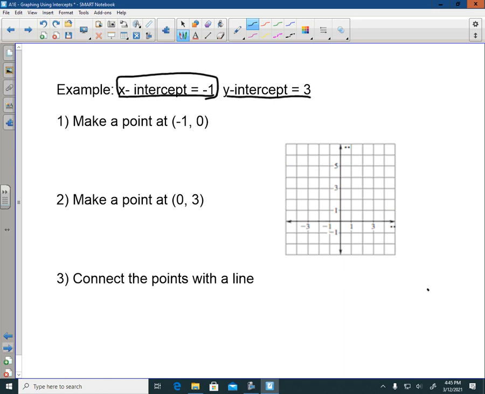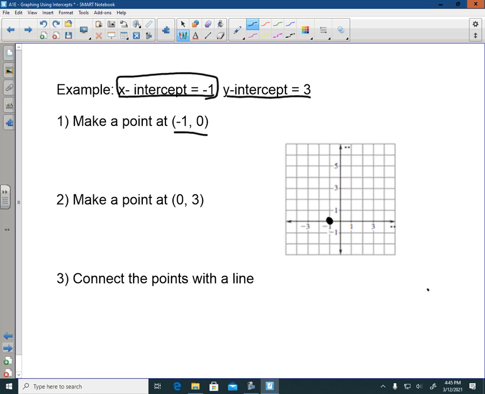If the x-intercept is -1, then that means the line crosses the x-axis at -1, right here. See that? That is where your line is going to cross the x-axis, where x equals -1. That's what that dot is. That is the point (-1, 0).